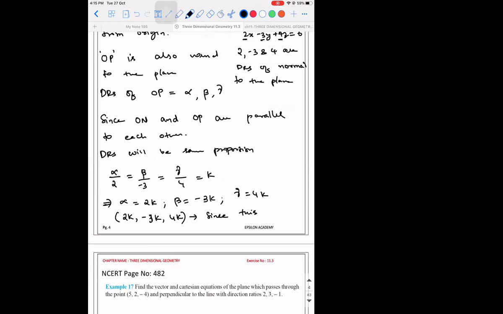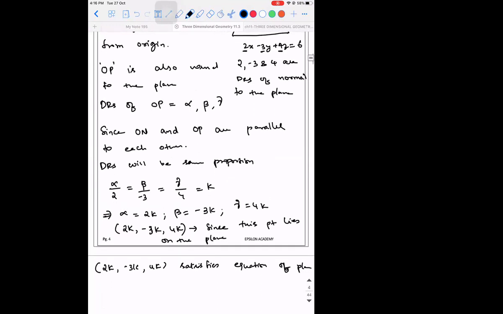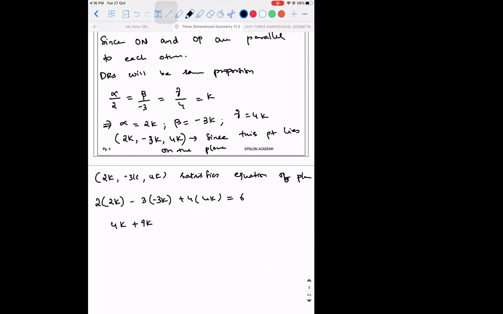Since this point lies on the plane, can I take this point and substitute it in the plane? So 2k, minus 3k, 4k satisfies the equation of the plane. When I substitute it, what will I get? 2 into 2k minus 3 into minus 3k plus 4 into 4k is equal to 6. So 4k plus 9k plus 16k is equal to 6. So k will be 6 by root 29.